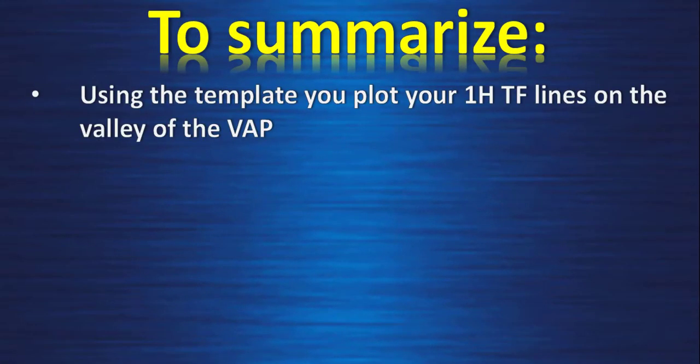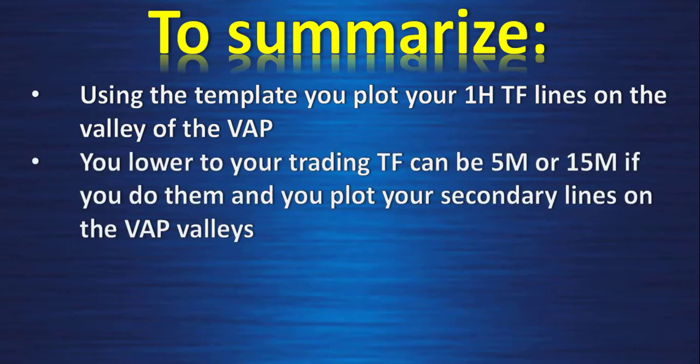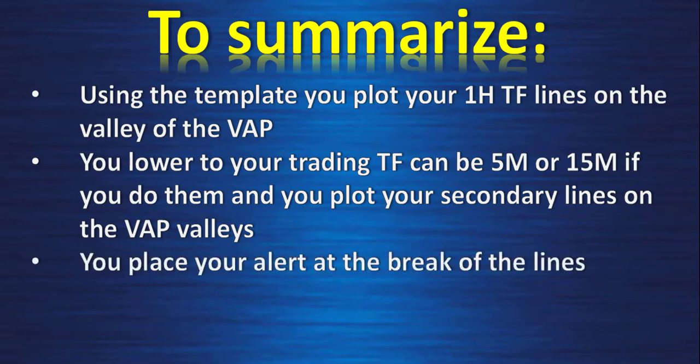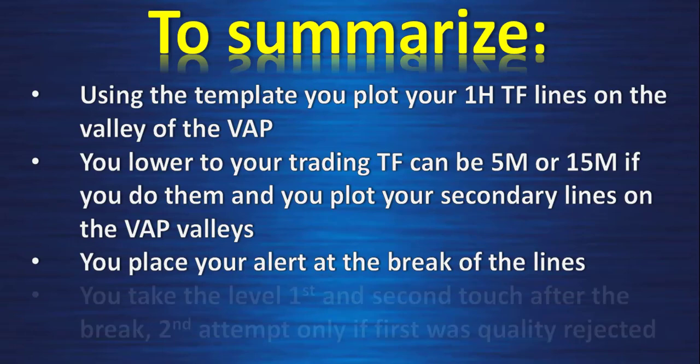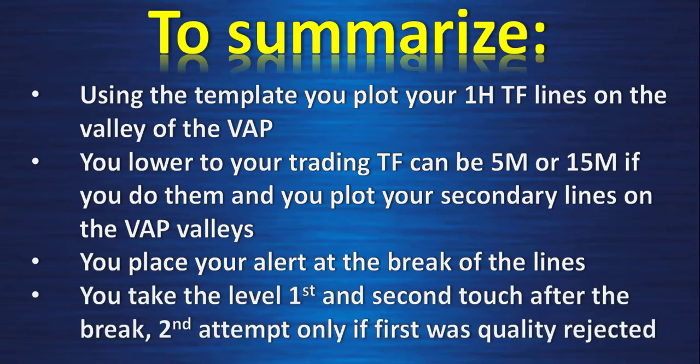To summarize, using the template, you plot your 1 hour time frame lines on the valley using the volume at price or level sensor. You lower then to your trading time frame, can be the 5 minute, 15 minutes, and you can use whatever time frame you feel like, and you plot your secondary lines using the valley of this indicator. Then you place your alert at the break of the lines and the second alert at the line.